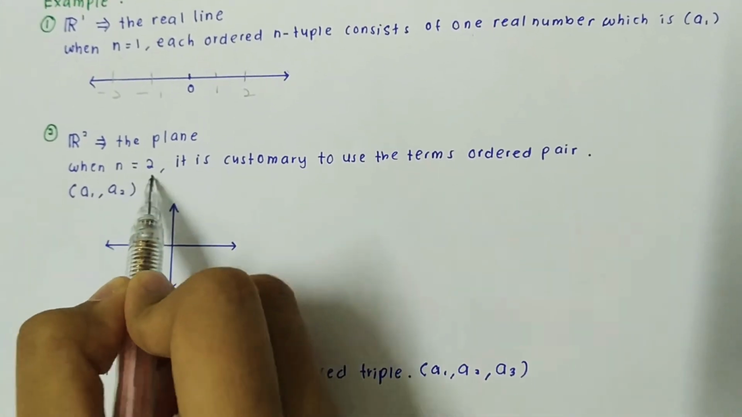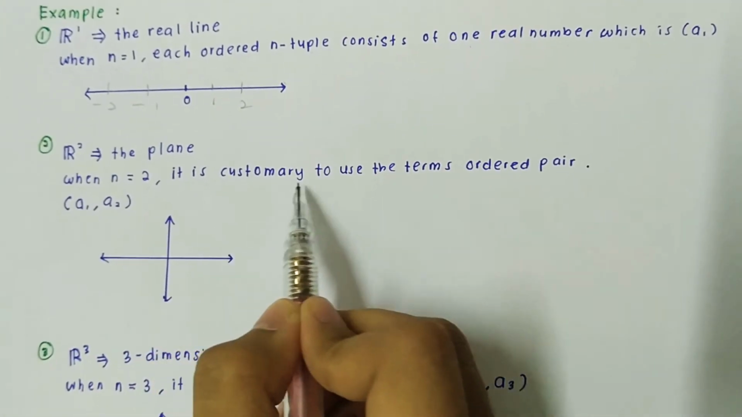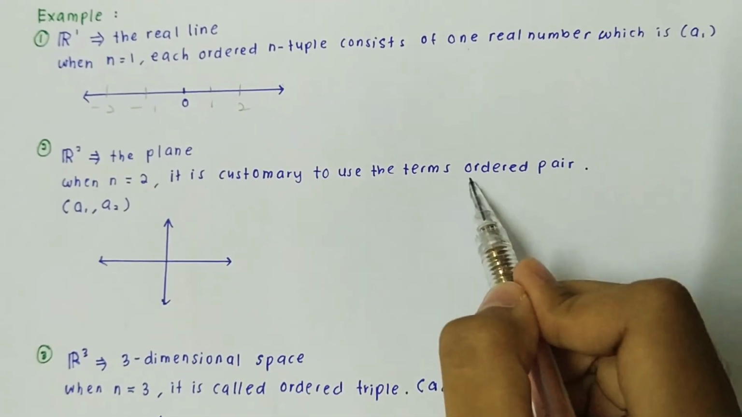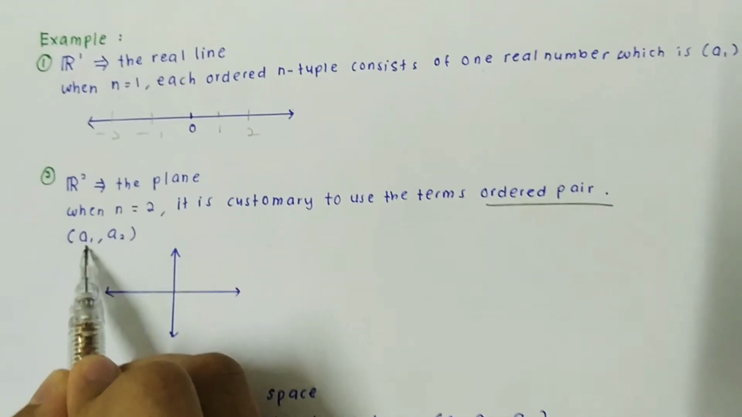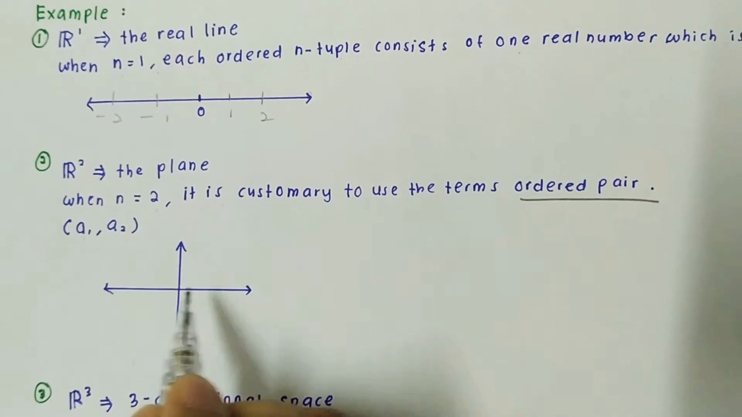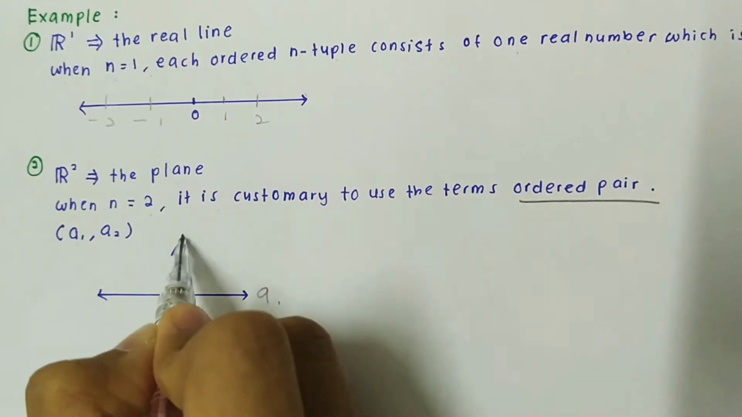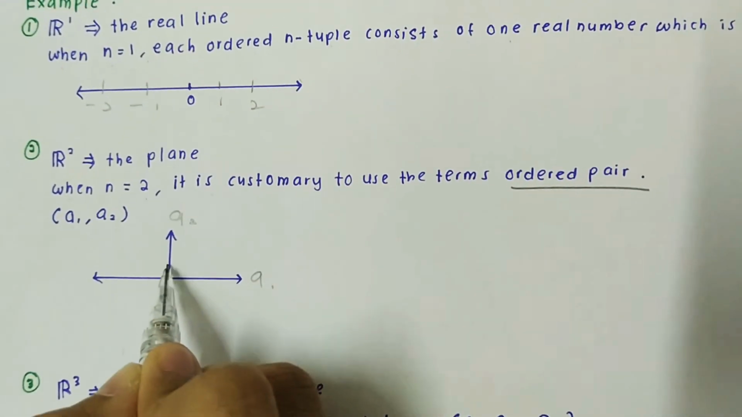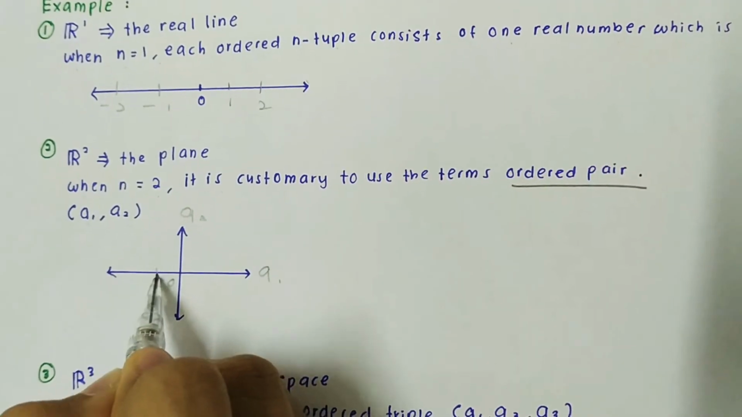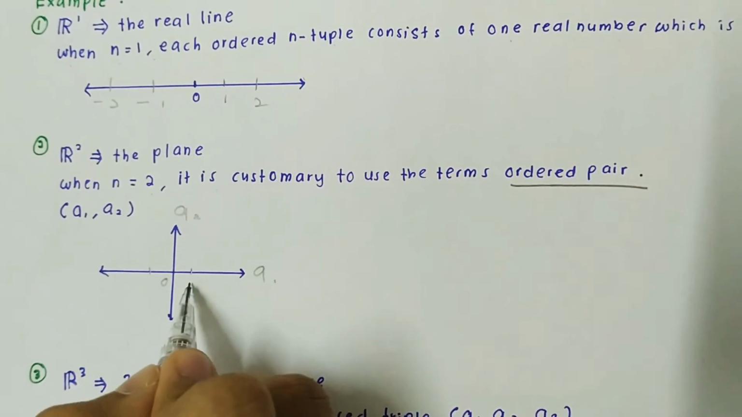When n equals 2, it is customary to use the term ordered pair. It is (a1, a2). This is a1 and this is a2. And we can put the number.